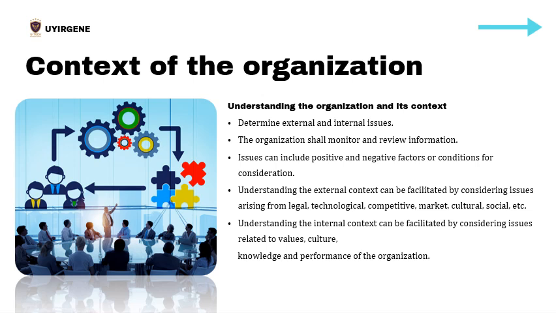Understanding the organization and its context. The organization shall determine external and internal issues that are relevant to its purpose and its strategic direction, and that affect its ability to achieve the intended results of its quality management system. The organization shall monitor and review information about these external and internal issues. Issues can include positive and negative factors, or conditions for consideration.